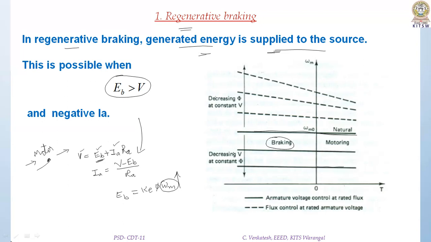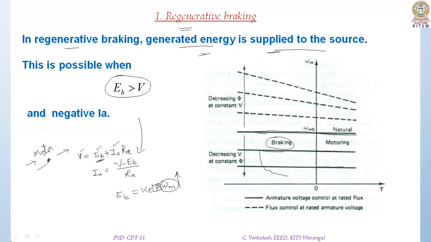So by decreasing voltage, maintaining the flux constant, EB becomes greater than the supply voltage for some time, and hence the motor speed tries to decrease. If we decrease the voltage, then the speed comes down to zero fast. Okay, that is what will happen.